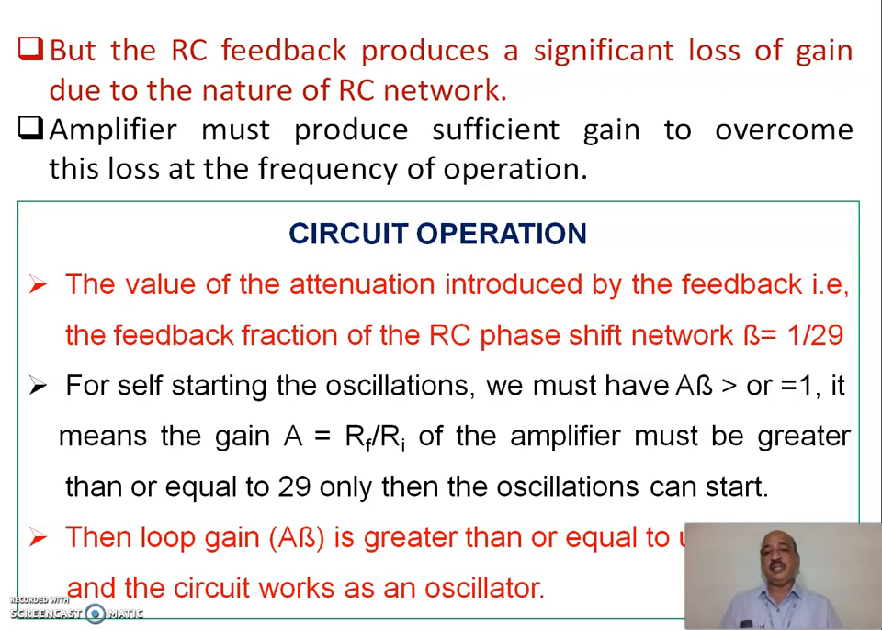For the loop gain A beta, as we have discussed, A should be equal to 29 and beta is 1/29. Therefore the 29s cancel, and A beta is greater than or equal to unity, and the circuit works as an oscillator.